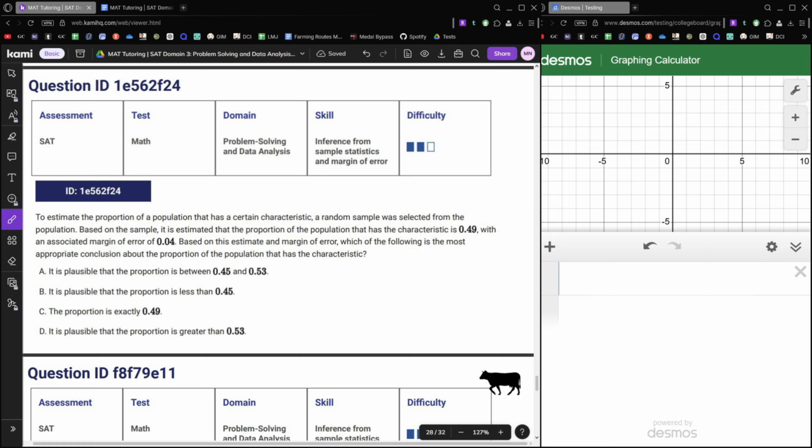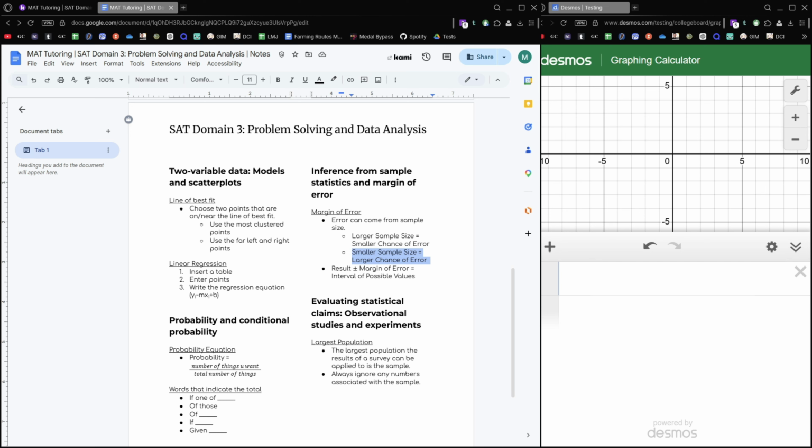Slide number 28. They tell us that the proportion of a population that has a characteristic is 0.49 and it has a margin of error of 0.04. Based on this estimated margin of error, what is the most appropriate conclusion? Let's go ahead and take a look back at our notes. Whenever you have a margin of error, your result plus and minus your margin of error will give you an interval of possible values.